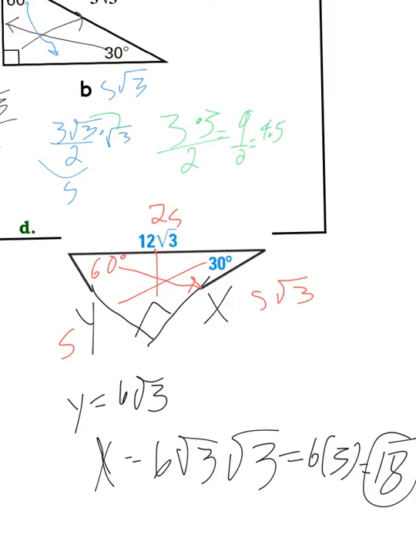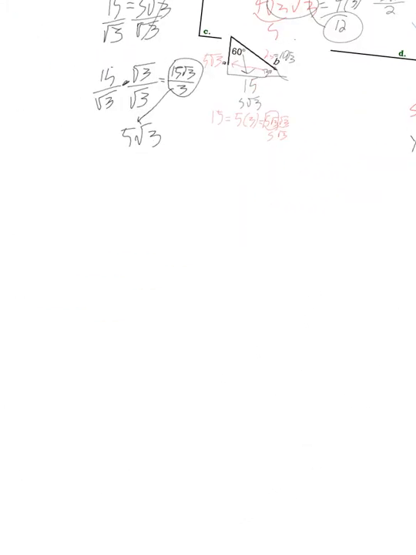So if you have a whole number for your square root 3 side, then your other two sides will have a square root 3. And if you have a square root 3 on your square root 3 side, then your other two numbers will be whole numbers. That's another kind of pattern to pick up on. All right, I'm going to do the last couple examples on the other page.